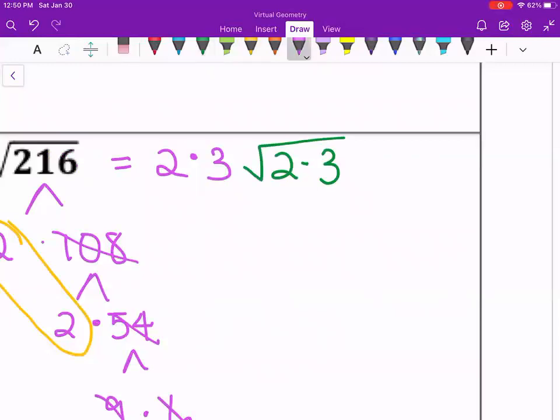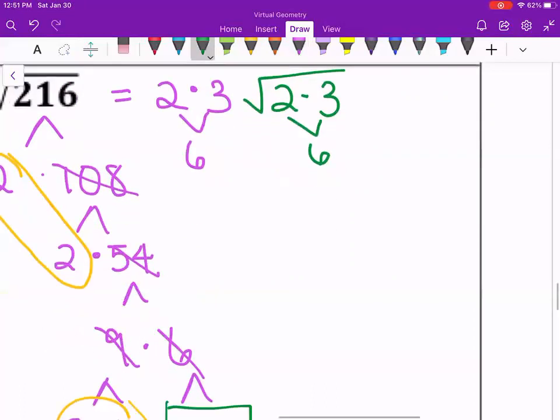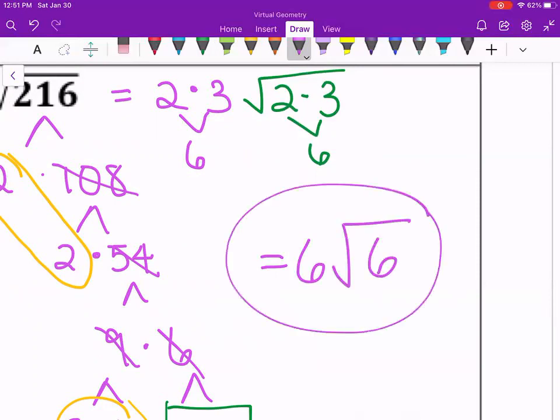Now we just need to clean this up, and now we have more than one piece on the outside and inside. But again, they just get multiplied together. All right, so outside is a 6. Inside my square root is a 6. So there is my final.